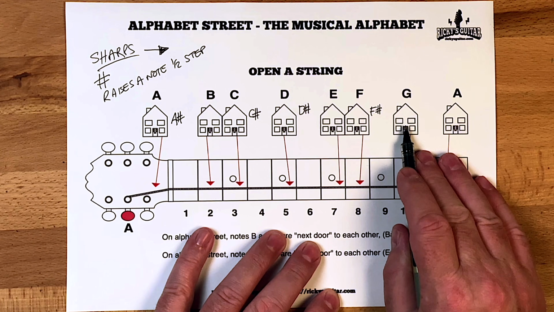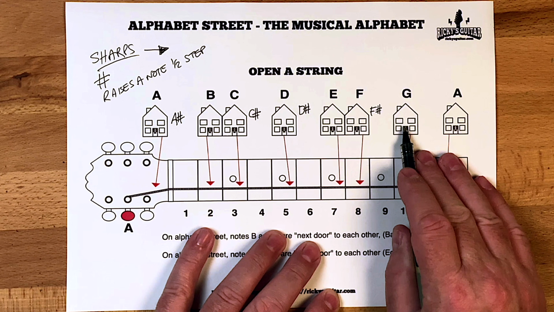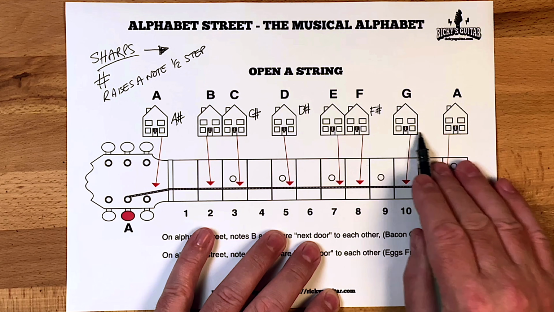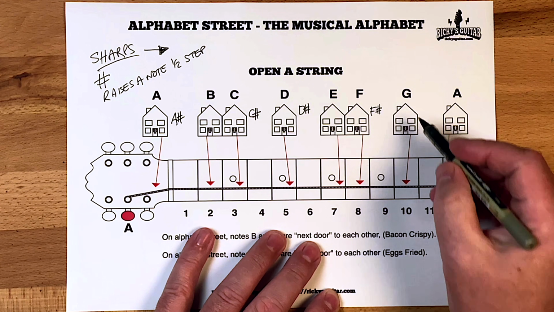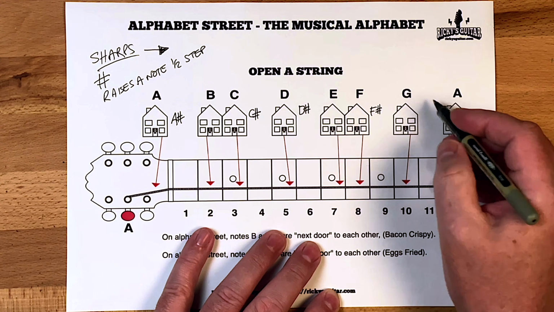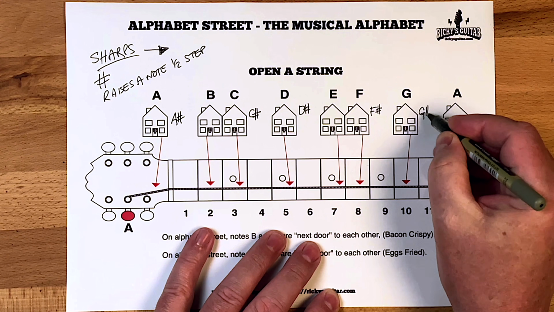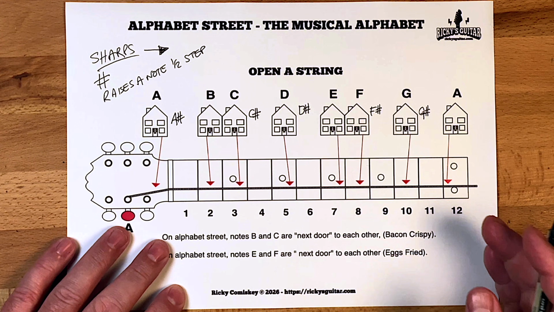Now you can see this lonely G note here on its own, and if we move up to the A, there is a gap in between. Can you guess what's going to happen here in between the G and the A? Yes, we're going to get a G sharp.